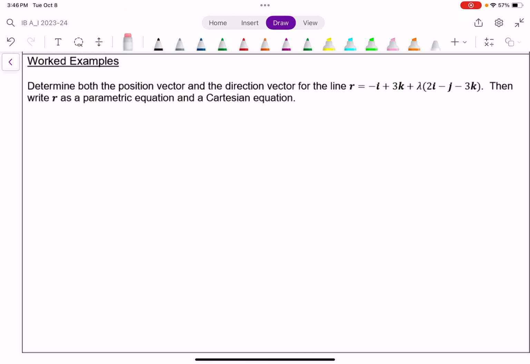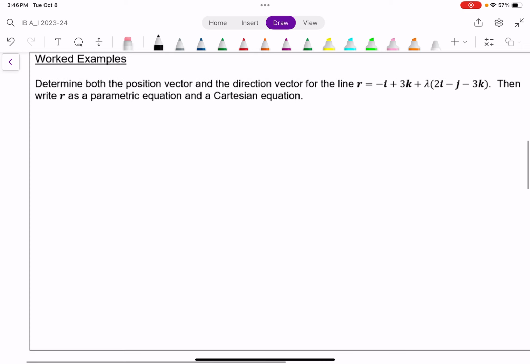Instead of writing it with i, j, and k, let's write it with column vectors. And so I'll say r is the same as, and I'm just looking at this part right here, i is -1. There is no j there, so that means that's a 0, and the k is 3. So this represents a position vector, or you can imagine a point on some line in three-dimensional space.